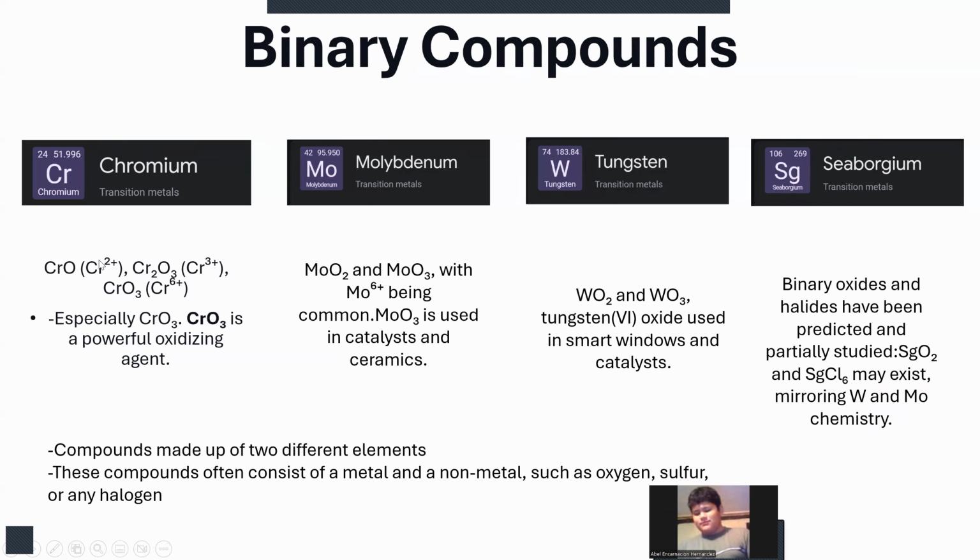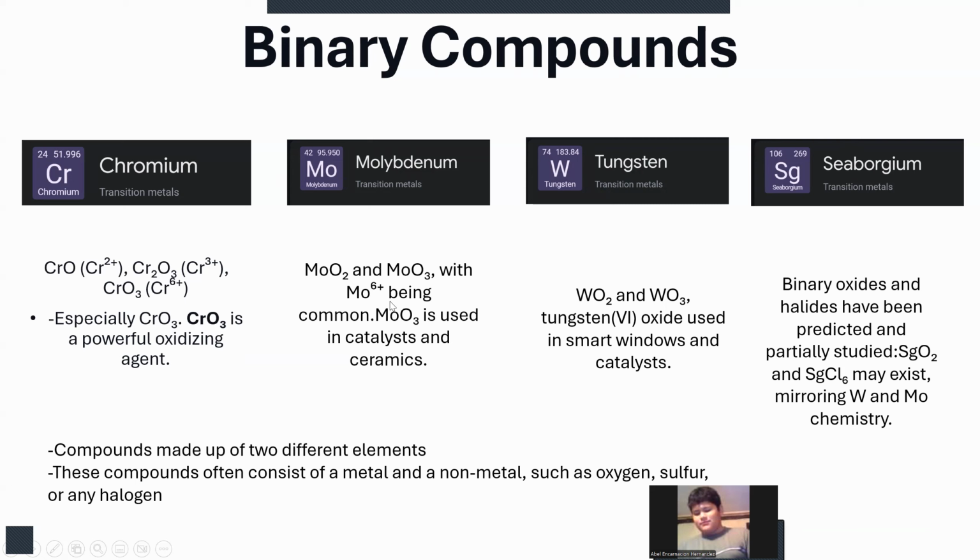Here are the examples again. A lot of chromium binary compounds are made with oxygen. I wanted to make a highlight right here that chromium 3 and oxygen 3 is a very powerful oxidizing agent usually used in labs in order to take protons away from other compounds.